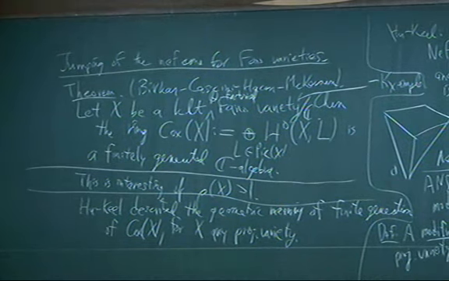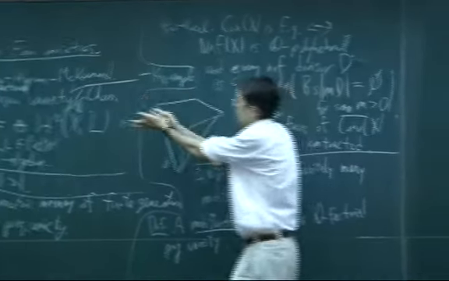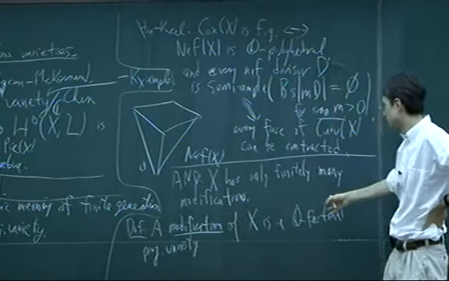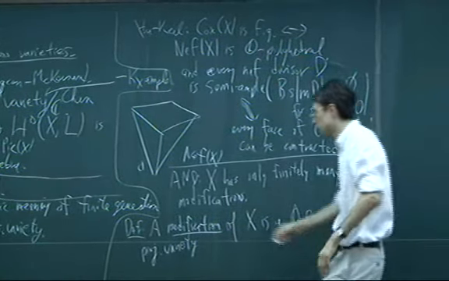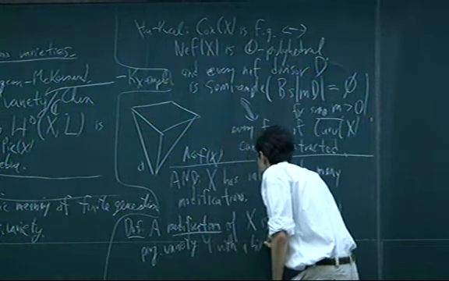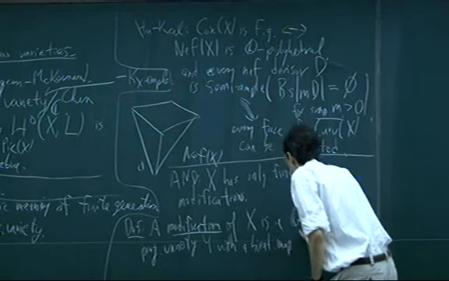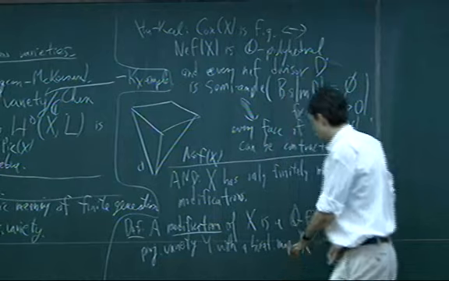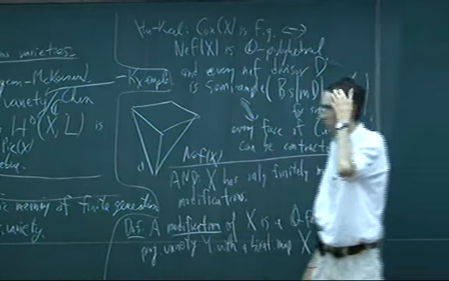Anyway, I'm imagining X as being a Q-factorial projective variety here. And then a modification of that means some other Q-factorial projective variety Y with a birational map. So Y comes with a birational map to X. And I want that birational map to be an isomorphism in codimension 1.